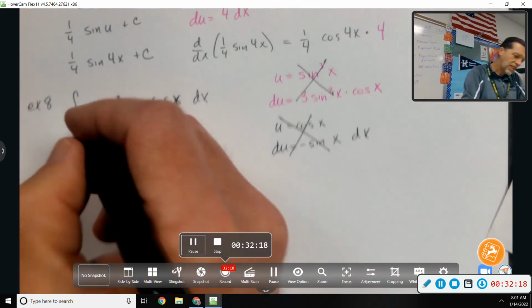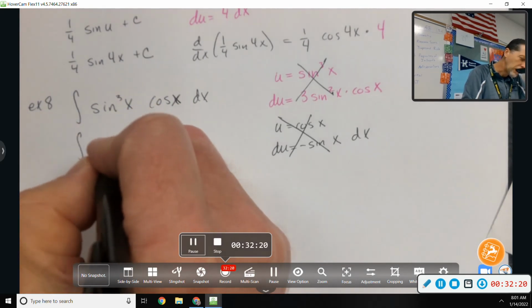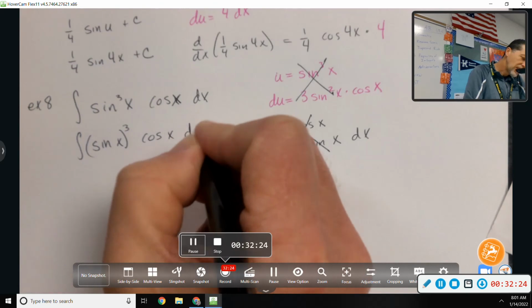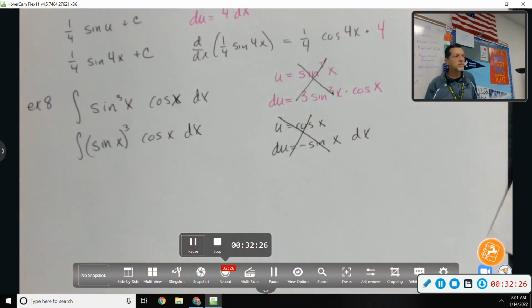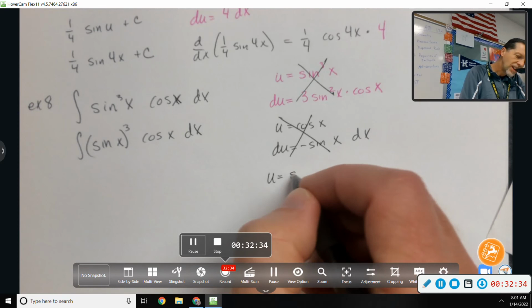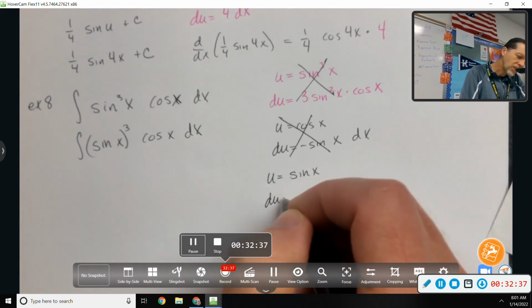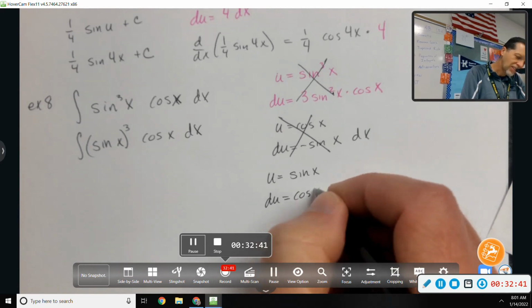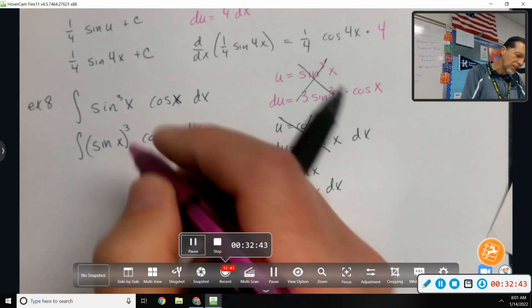I wonder if I wrote it this way, would that help? This is the same thing. There's kind of only one more guess. Sine of x. Because if u is sine of x, what's du? Cosine of x. That's great news because that's what's left over here.